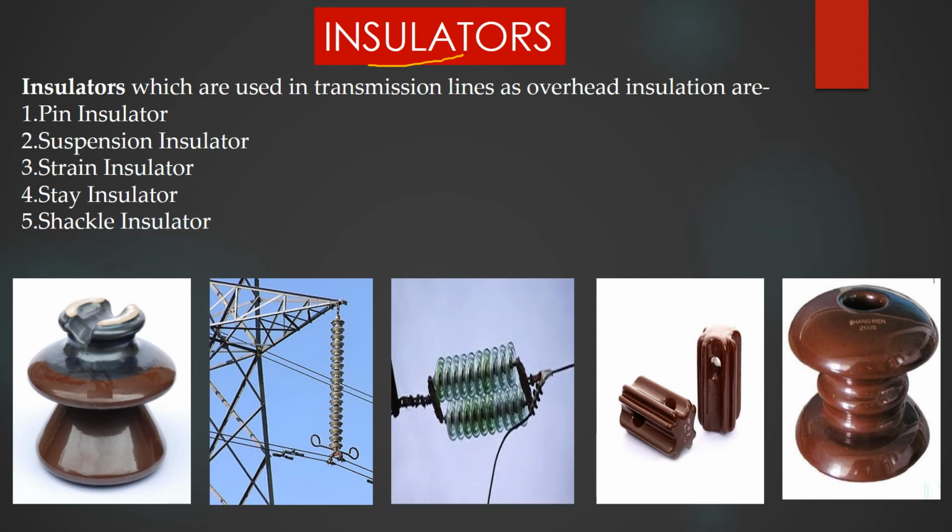The 5 types of insulators which are generally used in the transmission line as overhead insulators are pin insulator, suspension insulator, strain insulator, stay insulator, and shackle type insulator. Generally, the first 3 types of insulators are preferred for medium and high voltage systems, whereas the stay insulator and shackle insulator are generally preferred for low voltage applications.